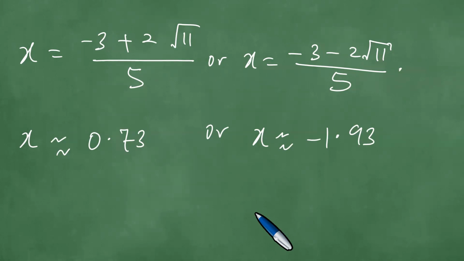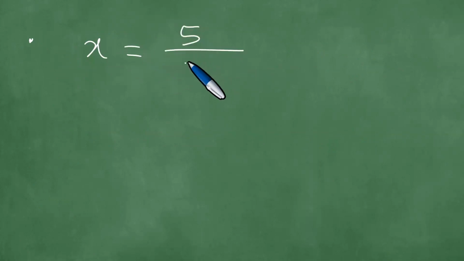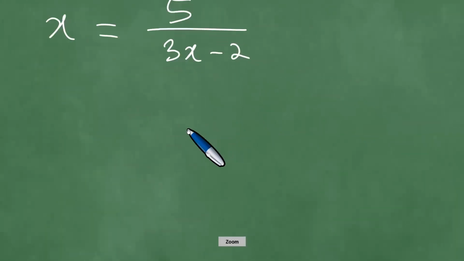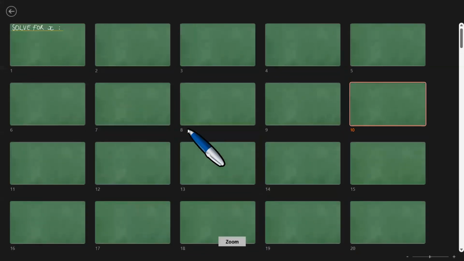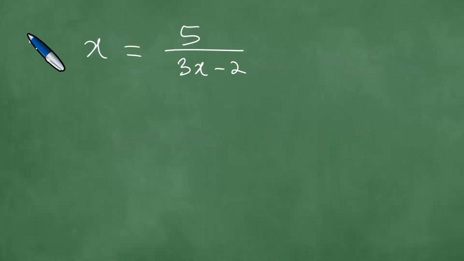Okay, let's look at the next question. The next question. Right, so the next question is this one. x equals 5 divided by 3x minus 2. What do we do here, anyone? Okay, that's fine. I'm just going to bring that back. What do we do here, anyone?